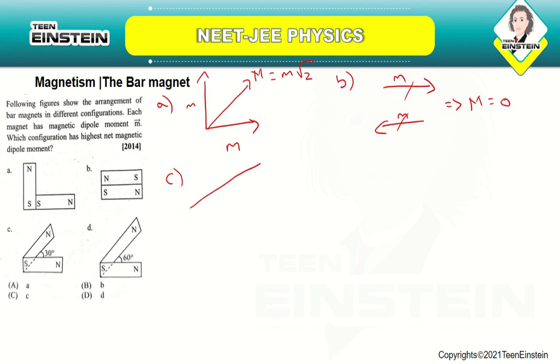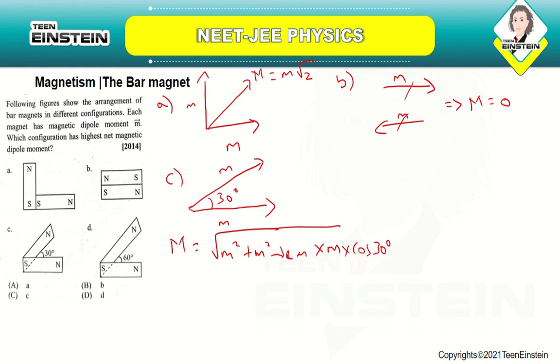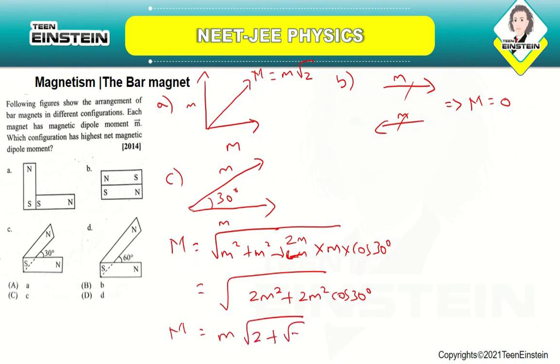In configuration C, you are having it like this, with M. You are going to use the law of parallelogram of vectors. The net magnetic dipole moment is given by M equal to root of M square plus M square plus 2M into M into cos 30 degree. When you solve this, you will be getting root of 2M square plus 2M square cos 30 degree. So when you solve this, you will be getting the value of magnetic moment as M into root of 2 plus root 3.